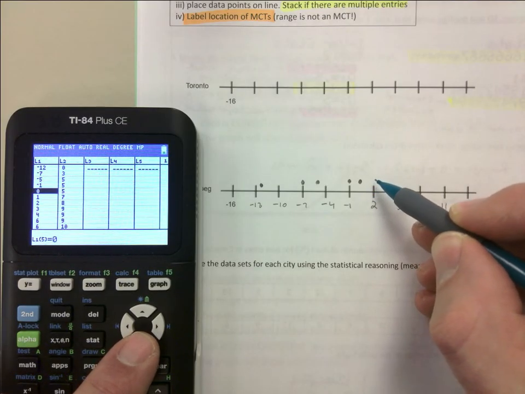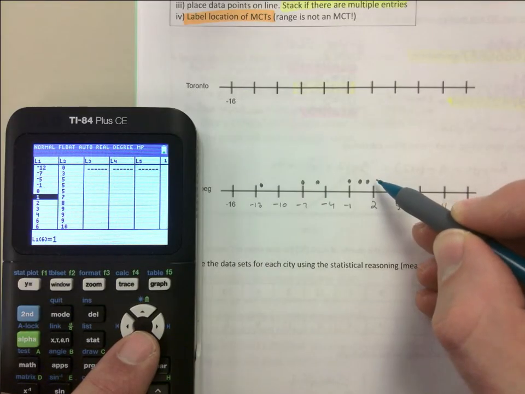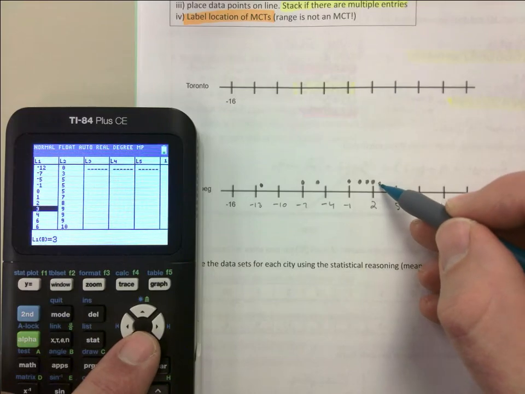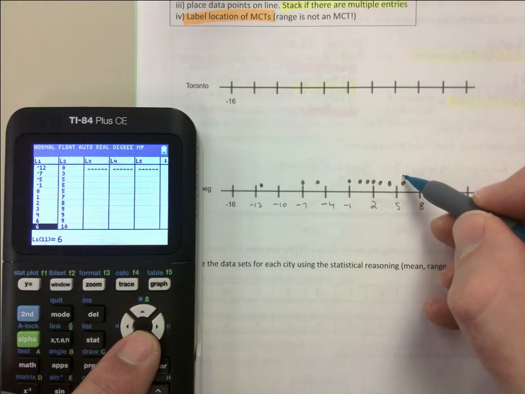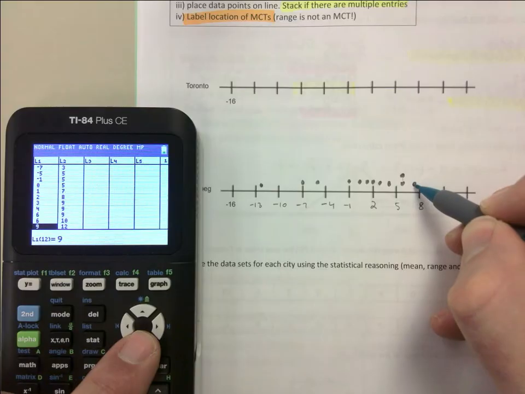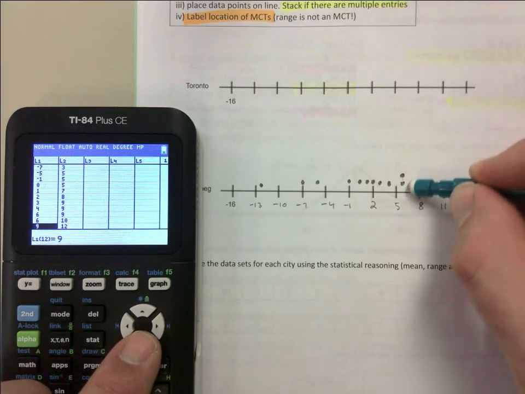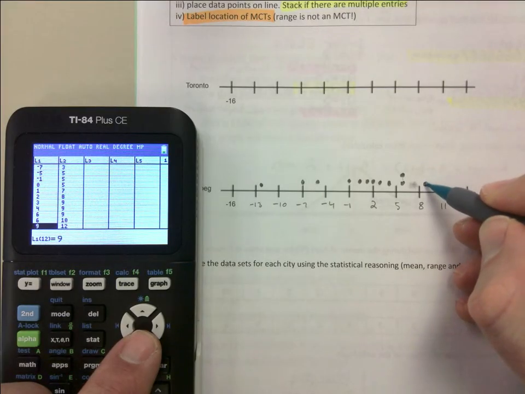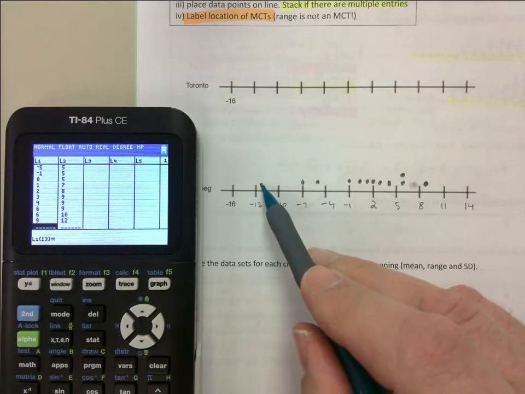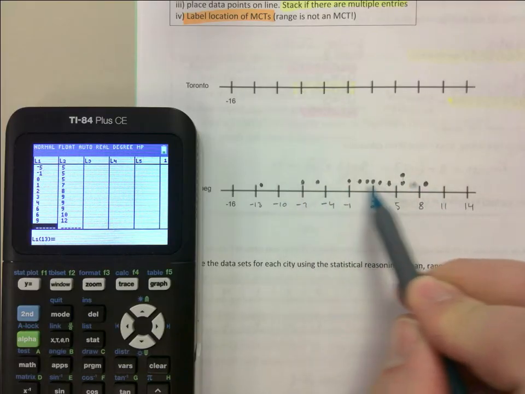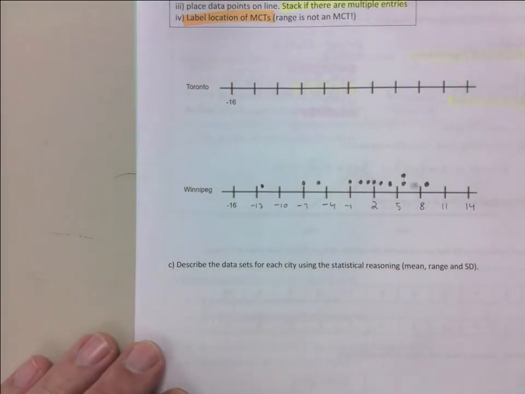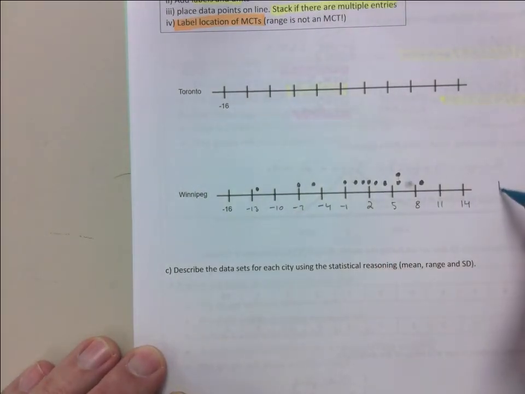Okay. And then 1 is right there. 2 is right there. 3, 4, 6. There's another 6. You got to stack them. 9. Oh, sorry, that's not correct. The 9 should be right here. And that's it. So I count 1, 2, 3, 4, 5, 6, 7, 8, 9, 10, 11, 12. I've got 12 data points there. And that is it. So you go temperatures in degrees Celsius.